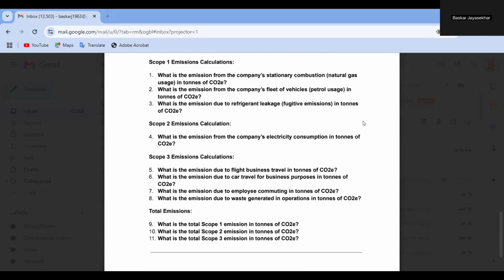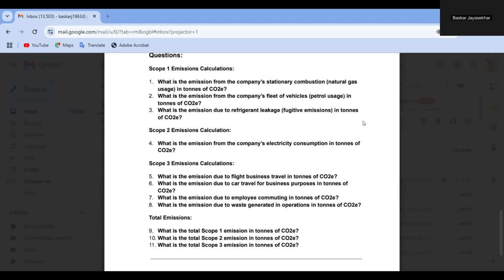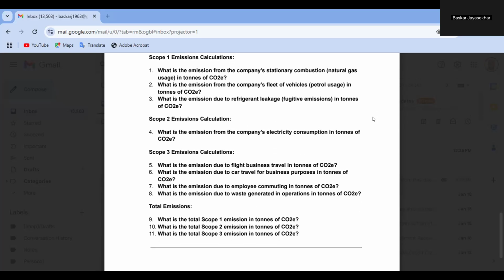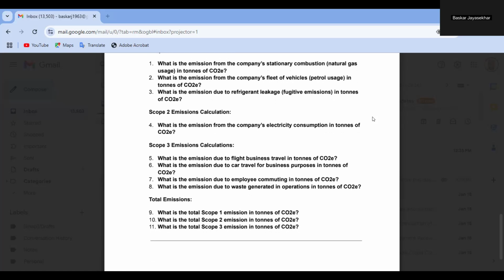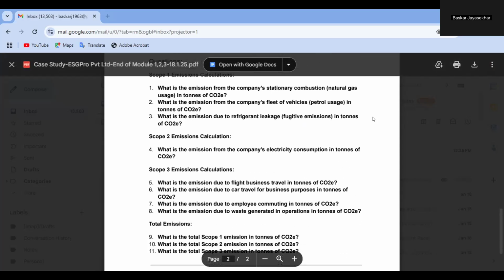Questions. The first one is, what is the emission from the company's stationary combustion, natural gas usage, in tons of CO2 equivalent? The second one is, what is the emission from the company's fleet of vehicles, petrol usage, in tons of CO2 equivalent? Third is, what is the emission due to refrigerant leakage in tons of CO2? These are scope 1 emissions.